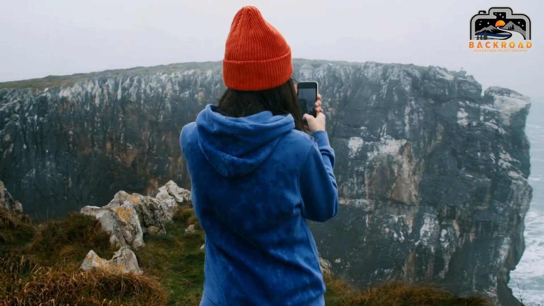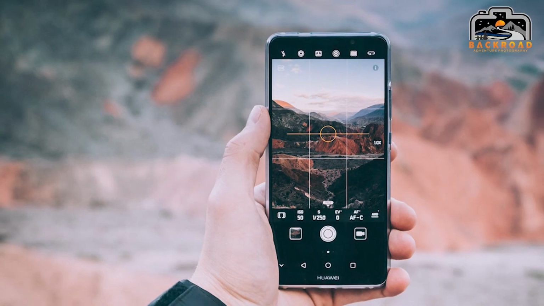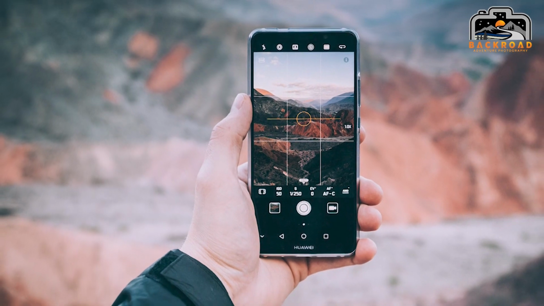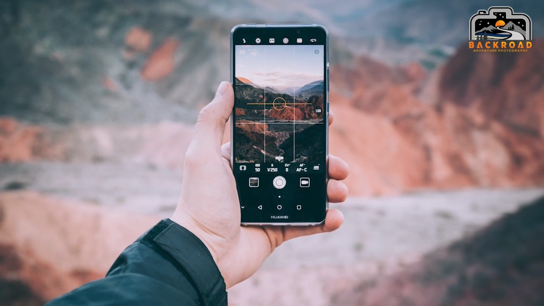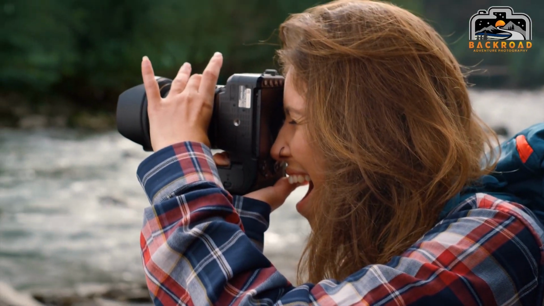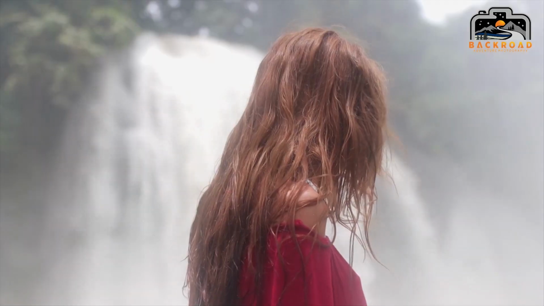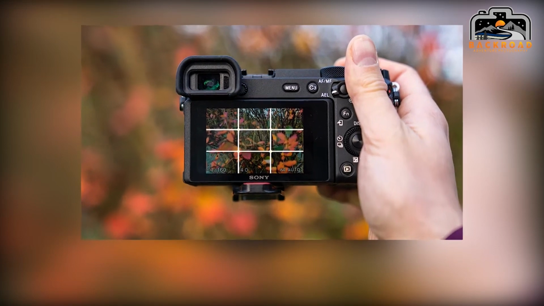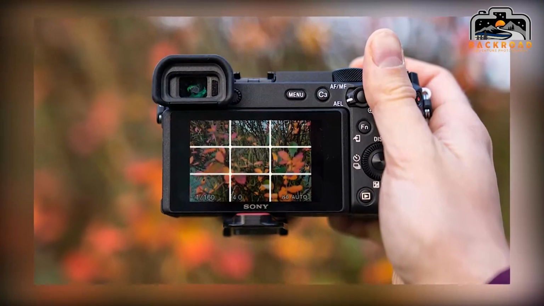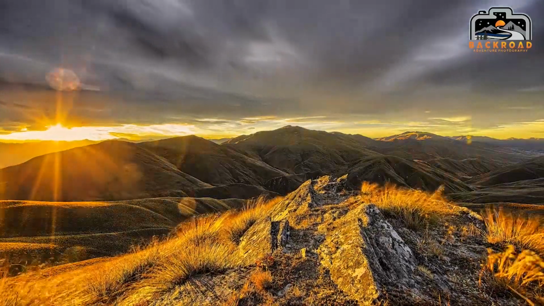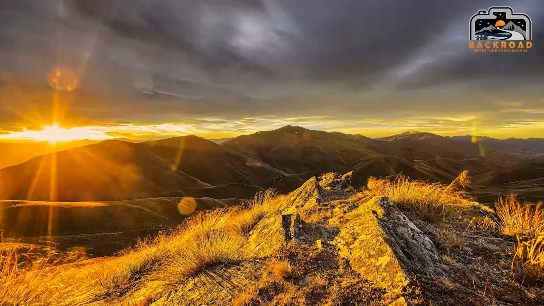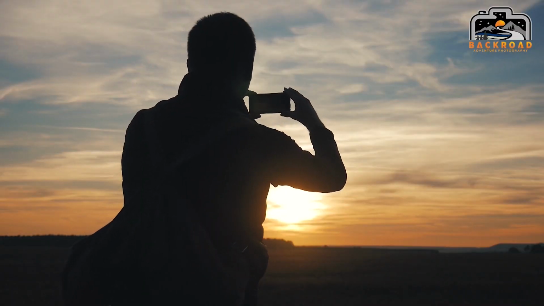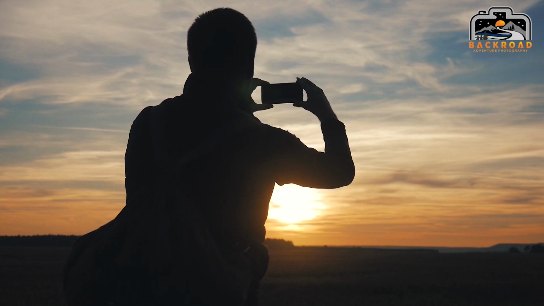So, the next time you're out capturing landscapes, activate the grid lines in your camera's viewfinder or imagine them in your mind. Use them to position your main points of interest creatively and watch your compositions come to life. By understanding and applying the rule of thirds, you can capture landscape photos that are visually compelling and balanced. So, go out there and let your creativity soar.